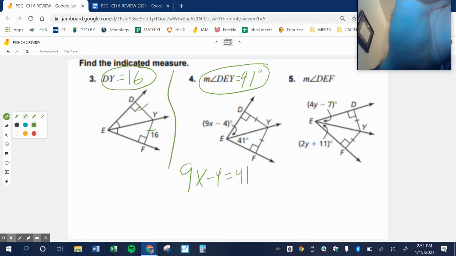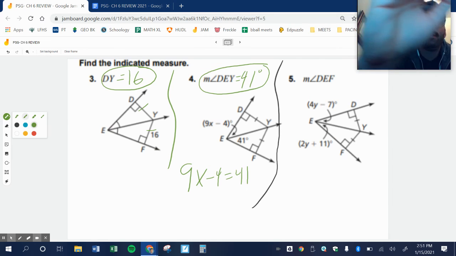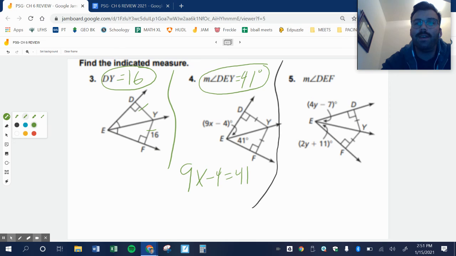Find the measure of DEF. Number 5 is a little more complicated. I have to actually set these two expressions equal to each other. How do I know to set these equal? Well, because I have 2 congruent segments, 2 right angles. So that means that these 2 angles must be the same.